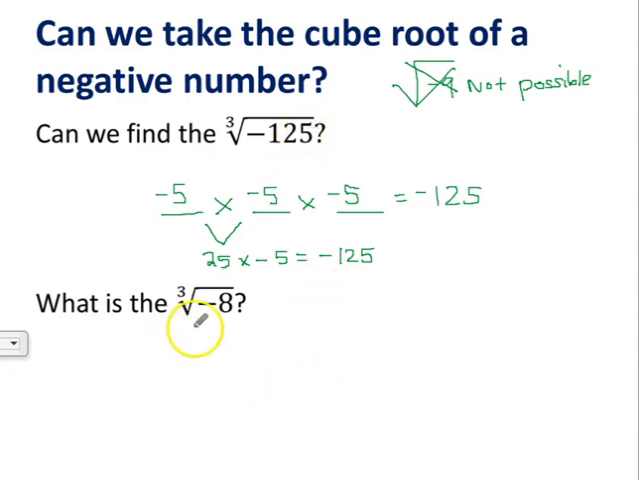So what's the cube root of -8? Well, what times itself 3 times would give us -8? We know it's got to be a negative number, and it's going to be -2. So the cube root of -8 is -2.